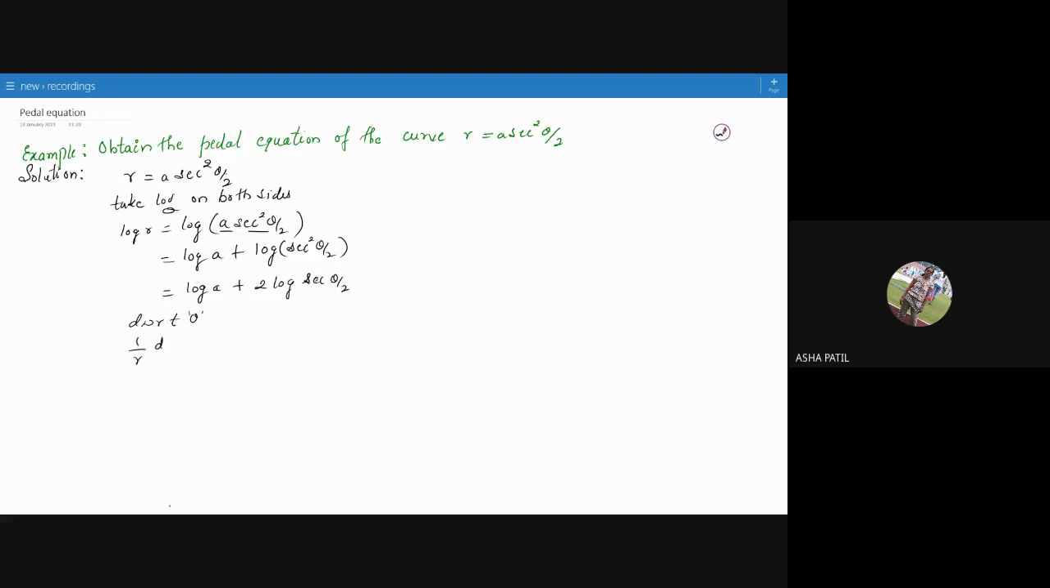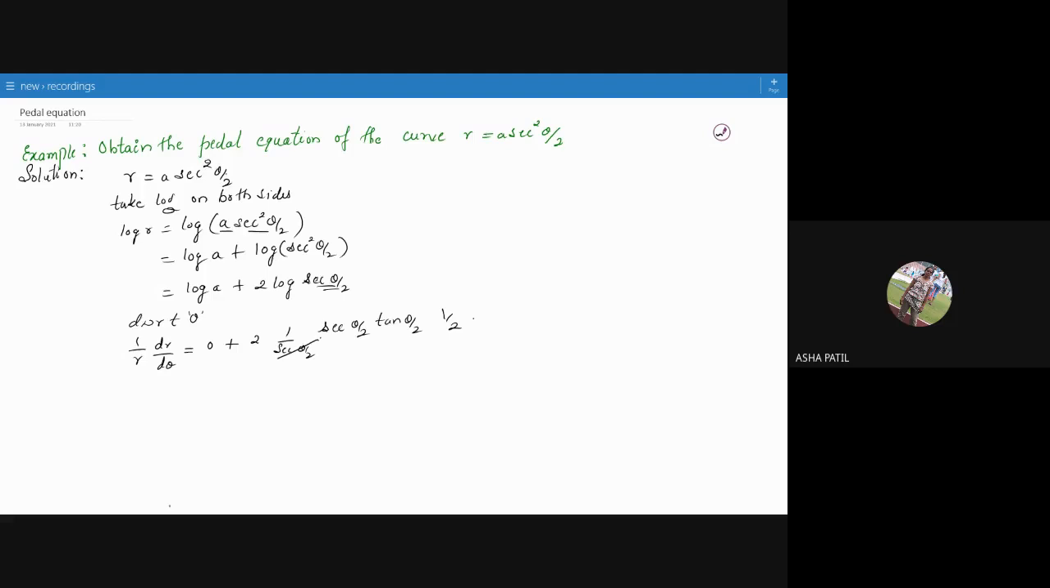Derivative of log r is 1 by r into dr by d theta. Log a is a constant term, derivative will be 0. Then 2 we will keep as constant, derivative of log of secant theta by 2 is 1 upon secant theta by 2 into the derivative of secant theta by 2, which is secant theta by 2 into tan theta by 2. Now further we have to differentiate theta by 2. So derivative of theta by 2 is 1 by 2.